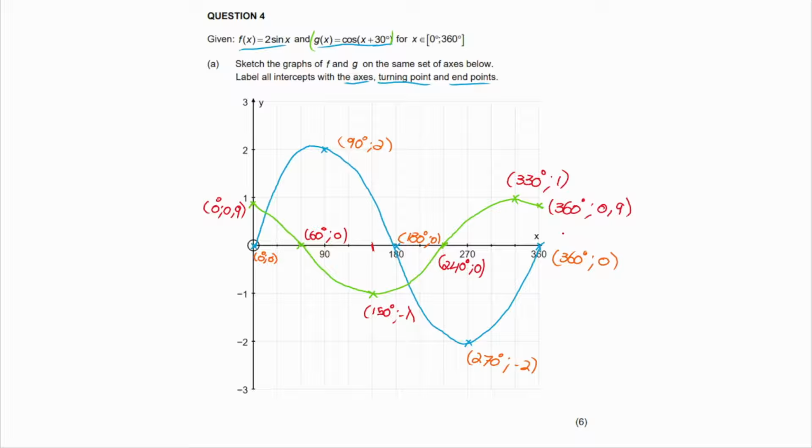Okay, so just make sure you label all of those. This one's a bit messy over there. Okay, so that should be an easy 6 marks. You can see how we can just use a calculator over there.